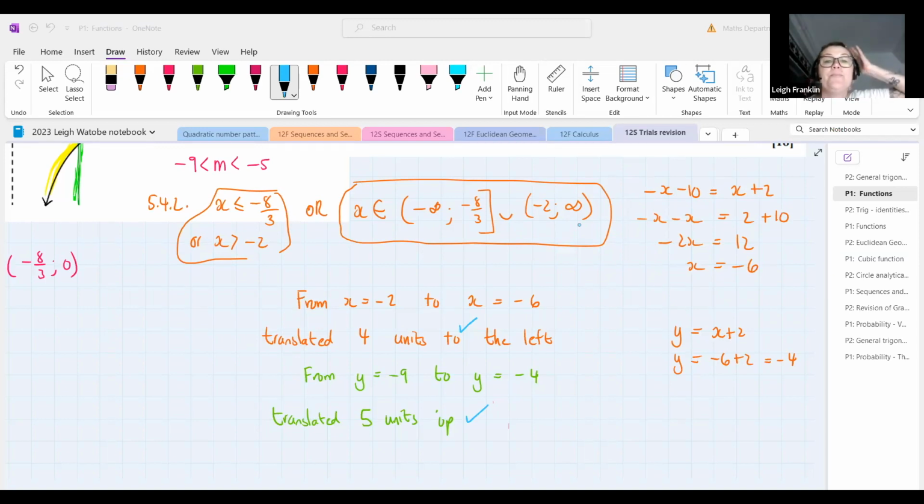Correct. Good, Pinga. I'm so glad. Iola, ma'am, with x, is it left or right? And then with y, up or down? Correct. So if you subtract from x, like in this case over here, we were moving the asymptote to the left. Okay. All right.